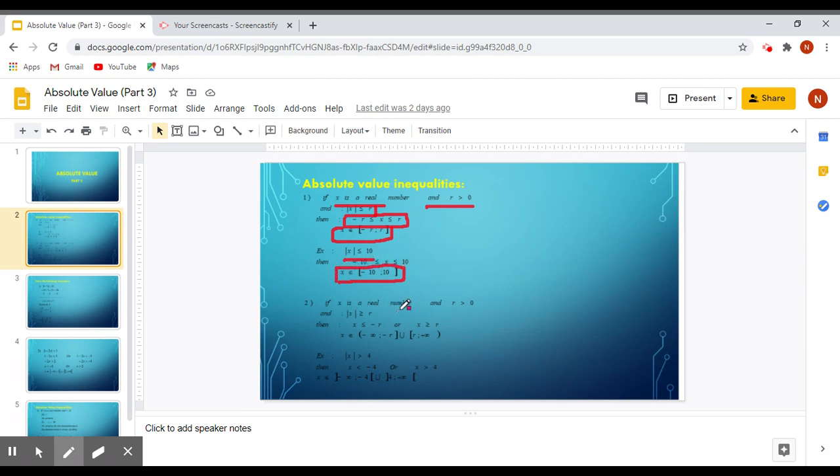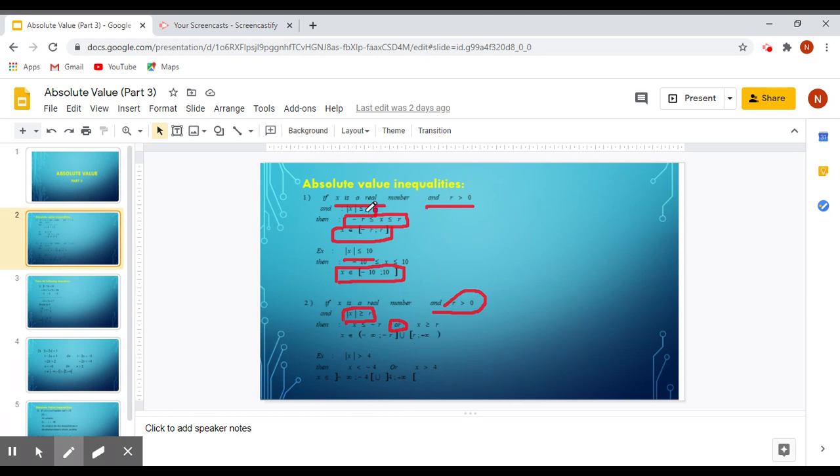Now, if x is a real number and r is positive, and absolute value of x is bigger or equal to r, then x is less than or equal to minus r, or x is bigger or equal to r. So less than or equal to minus r means x belongs to the interval minus infinity, minus r. The or means union. X bigger or equal to r, so union the interval r, plus infinity.